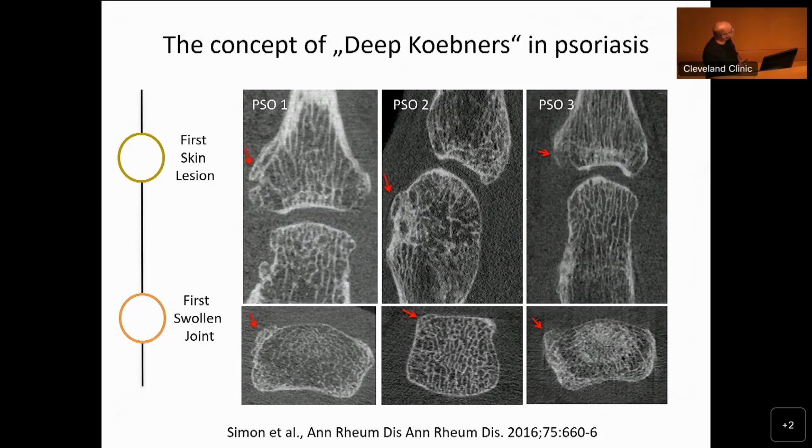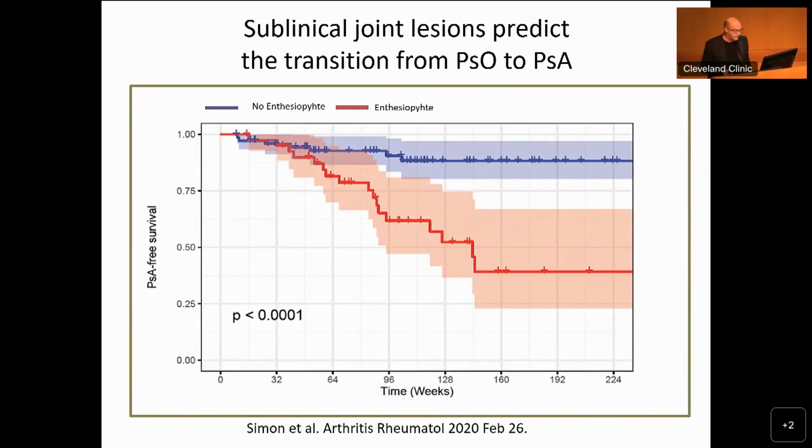It's very discrete here at the same place you saw it in the X-ray. It's also here to be seen. In the cross-section, you see it much better. This is the so-called deep Koebner phenomenon. And when you find that, the risk to develop psoriatic arthritis is very high. You can see here the PsA-free survival. When you don't have deep Koebner lesions, they are pretty stable, don't get psoriatic arthritis, but if you have these enthesial lesions at the beginning, you have a very high risk to develop psoriatic arthritis within a quite short time frame, which is more or less 9 months.